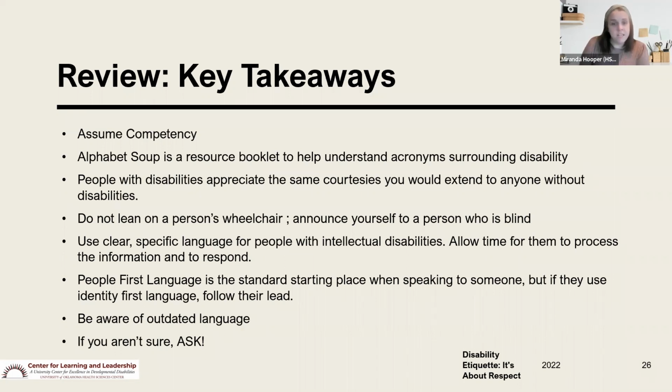People first language and identity first language. Start with people first language, and then be respectful to somebody who wants to use identity first language, and use that. Follow their lead if that's what they prefer. And finally, if you aren't sure, ask. If you have a child staring at the grocery store, ask. Say hello. If you are speaking to somebody and you're not sure how they want to be addressed, ask.